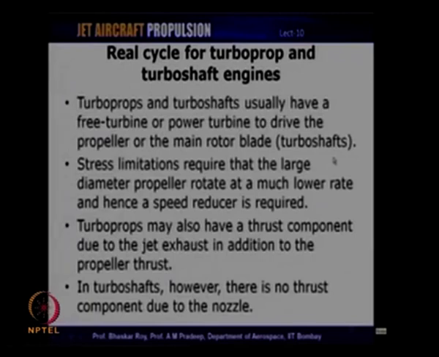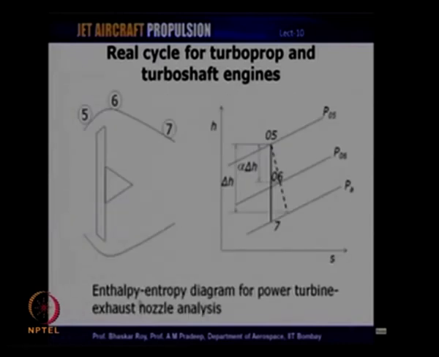Turboprops and turboshafts usually have a free turbine or a power turbine which drives the propeller, or the main rotor blade in the case of a turboshaft. There may be a gearbox, because propellers cannot run at very high speeds, and turboprops may have an additional thrust component because of jet exhaust. Turboshafts of course do not have any additional thrust from the nozzle. Now, we will just take up the difference in a turboprop or turboshaft as compared to the turbojet, which is basically the power turbine. That is why I have shown only the power turbine here, which is between stations 5 and 6.